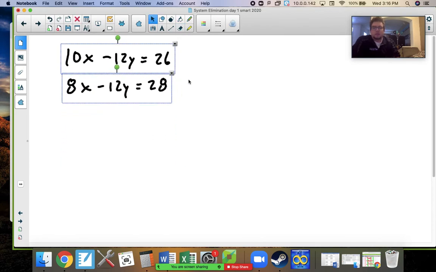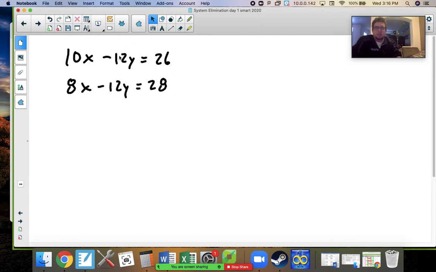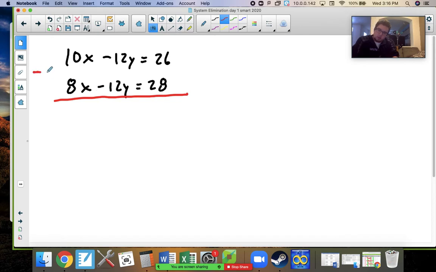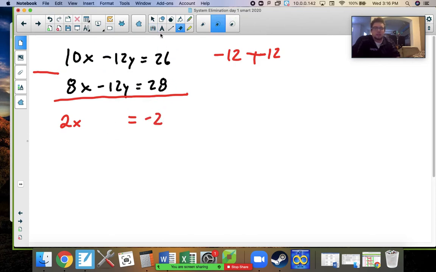So maybe our system, our y's are the same number, but they're both negative. The same process. Because they're the same sign, we're going to subtract. 10 minus 8, 2x. A negative 12 minus a negative 12 is a 0y. 26 minus 28 is a negative 2. We don't technically need the 0y, so I'm going to erase it. We divide both sides by 2, and x is negative 1.